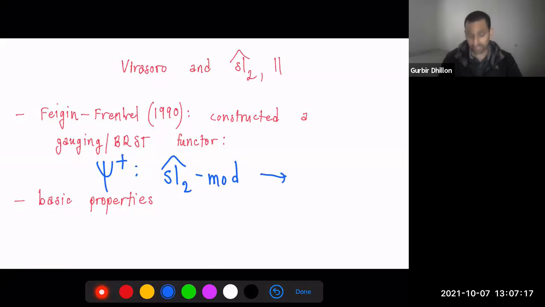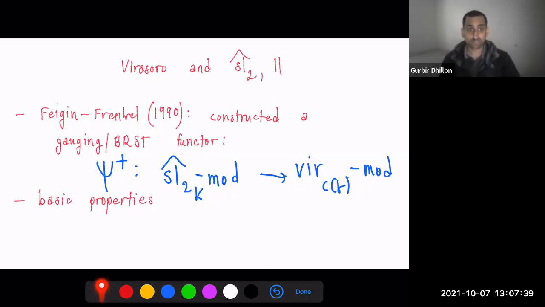its input was any representation of affine SL2, say at some level K, and its output was a representation of the Virasoro algebra, where the central charge depends quadratically on your level. But an important point is that it really was only naturally a functor not between abelian categories of modules, but derived categories of modules. So throughout, when I say something like mod, I really mean an appropriate derived category of representations.